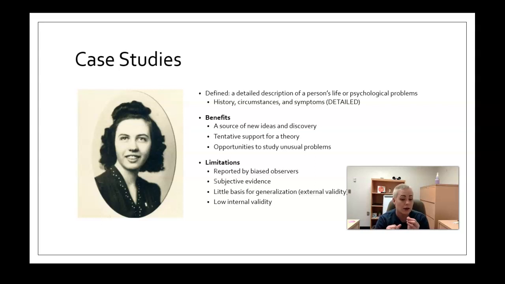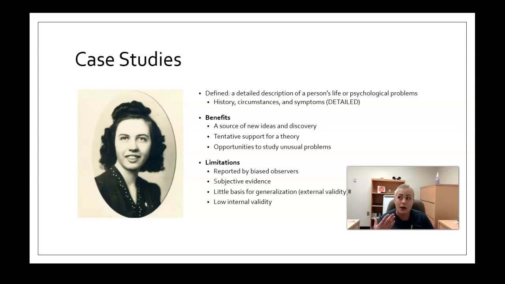External validity asks if we can generalize that or attribute it to the general population. So with a case study, I'm not going to examine Sybil, the woman in the picture, and say, okay, that's how her dissociative identity disorder presents itself, so that's how everyone with that disorder acts, right? It has low external validity.